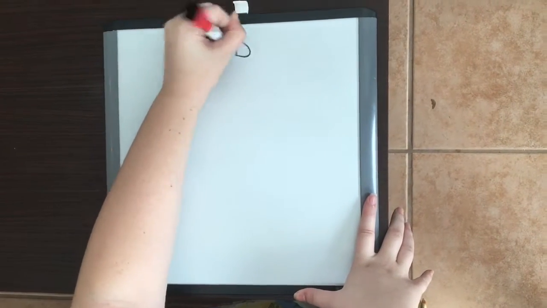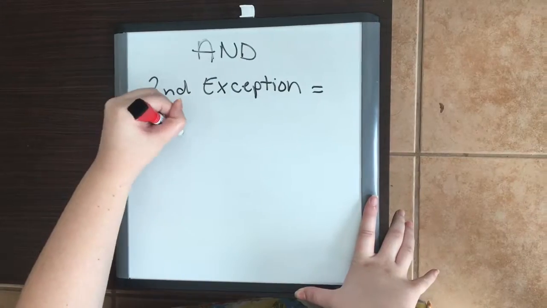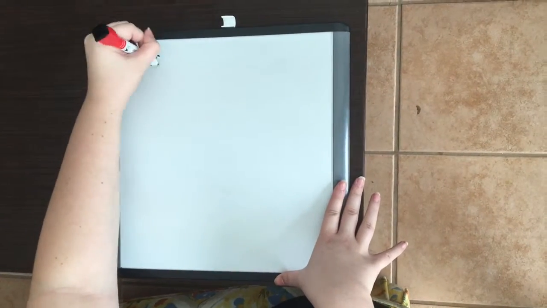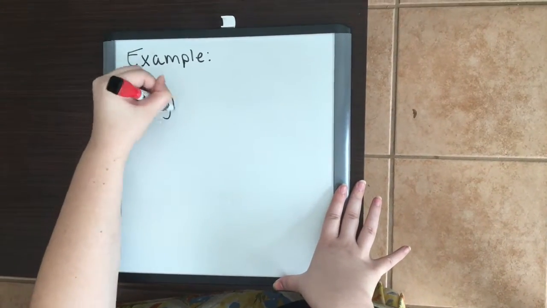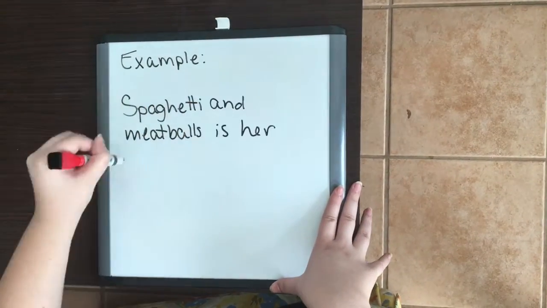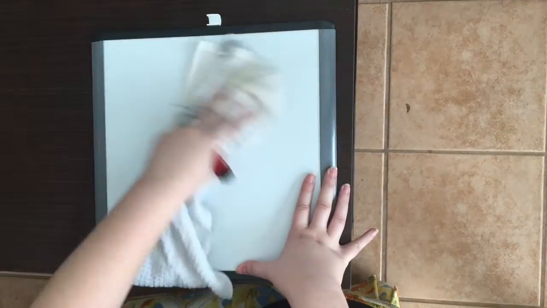The second exception to the and principle is collective idea, where nouns joined by and to form a collective idea are treated as singular. For example, spaghetti and meatballs is her favorite dish. In this sentence, spaghetti and meatballs is the collective idea, so we use the singular verb is.